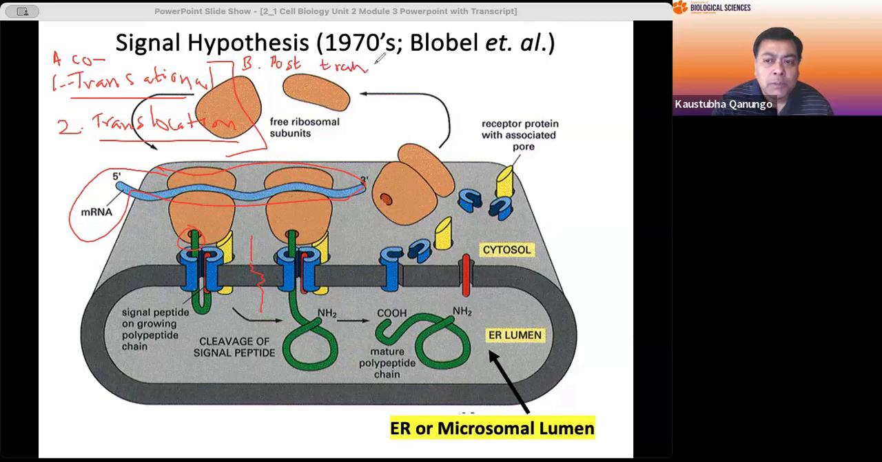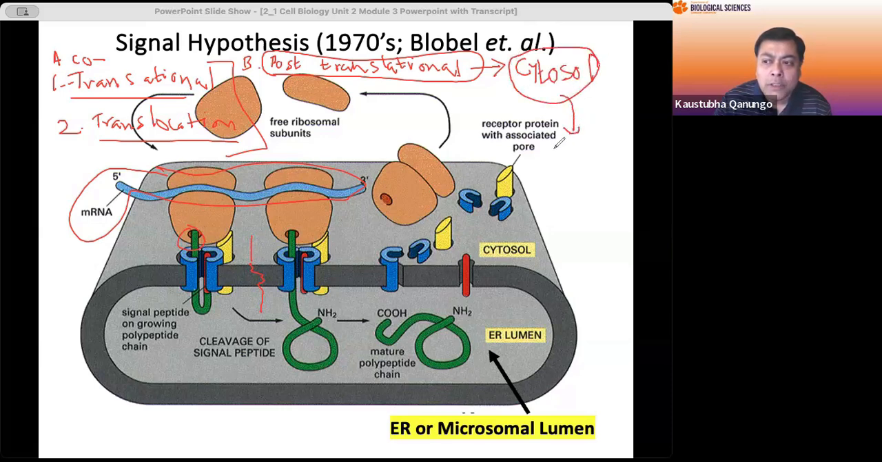Post-translational. So just make sure that you understand the difference between the 2. A co-translational translocation means as the protein is synthesized, it is going into the lumen or onto the membrane. On the other hand, a post-translational translocation means that the protein is actually synthesized in the cytosol, the entire protein is synthesized in the cytosol and then brought to the ER. We are going to see that by a signal sequence.